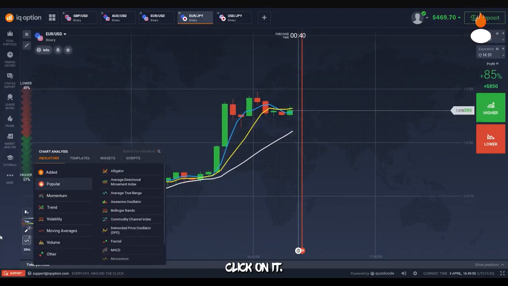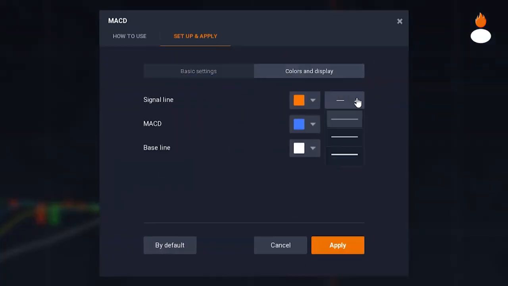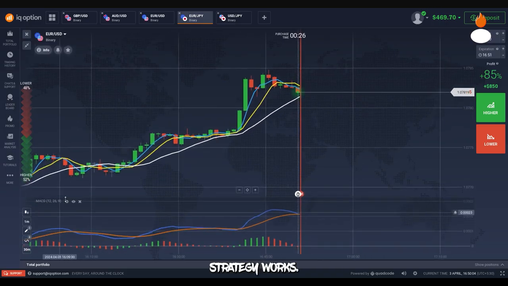Search for it, click on it. Now, don't change settings here. Just go to the color and display. Increase the thickness of yellow and blue lines here. Click apply. Now, let me explain how the strategy works.